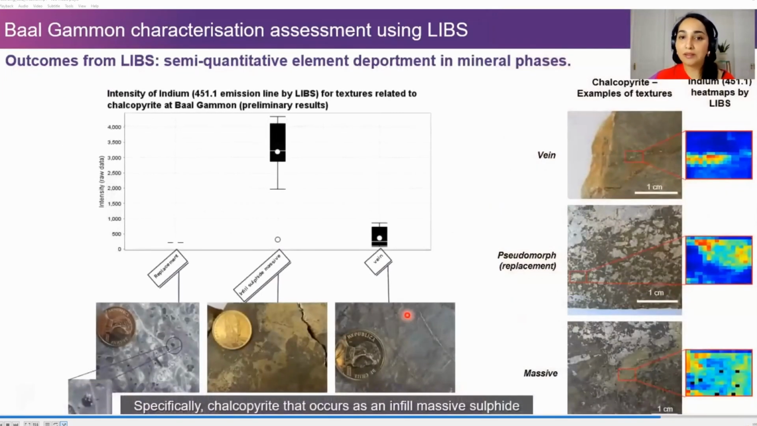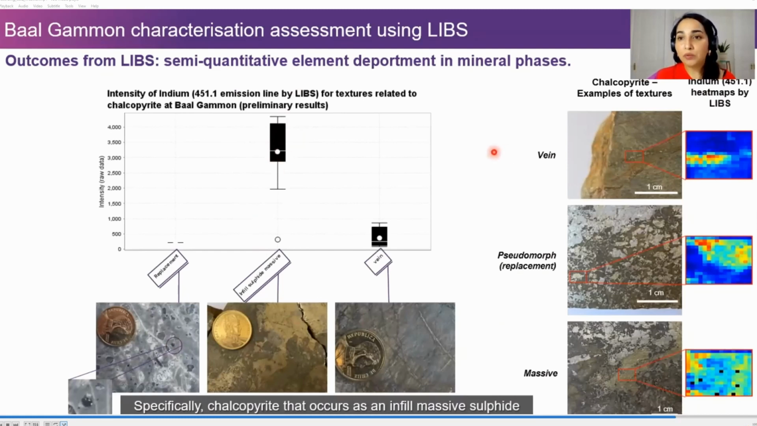And also a similar exercise, but for a specific texture. In the case of chalcopyrite, I created this box plot for replacement. In that case, it's a phenocryst of mafic mineral replaced by chalcopyrite. In that case, it's an infill massive sulfide of chalcopyrite. In that case, a vein of chalcopyrite. So again, chalcopyrite that occurs as an infill massive sulfide texture displays the highest relative indium intensity.